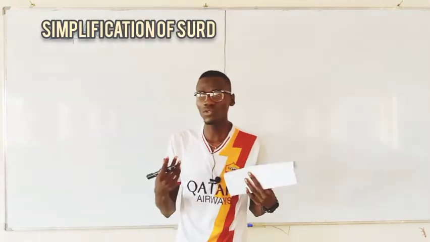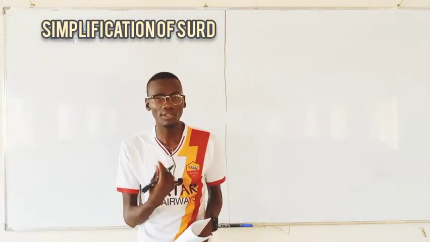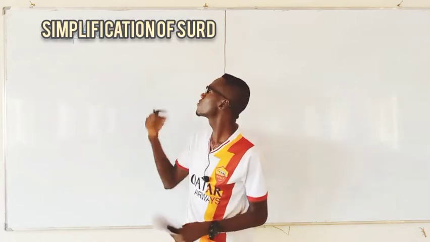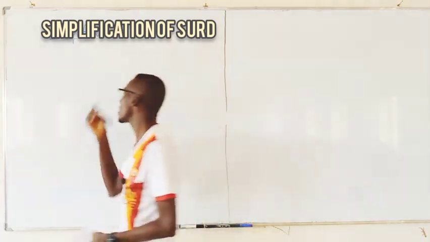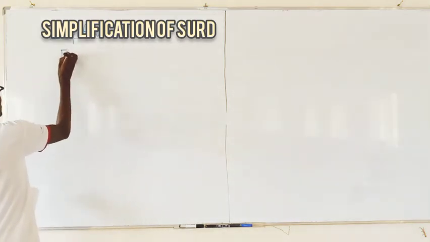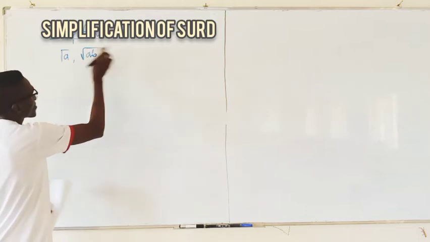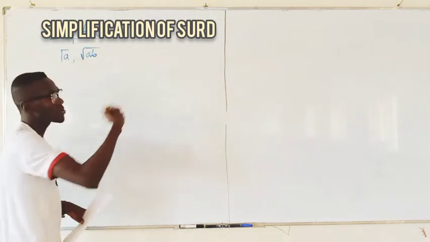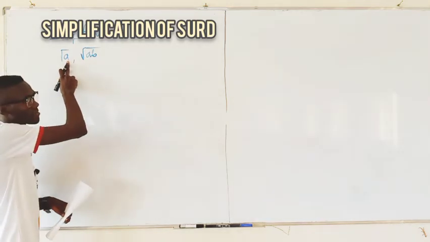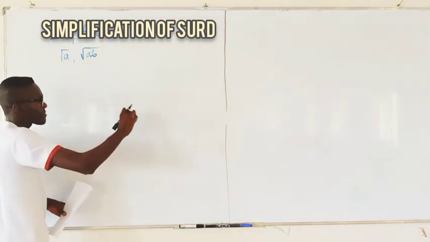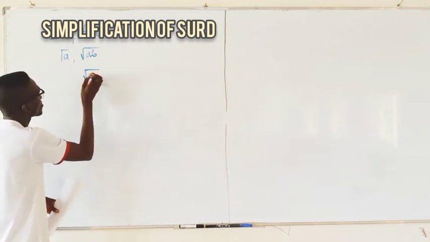In the last video, we discussed what sort is all about. We've discussed a few properties about sort. So in today's video, we'll be talking about how we simplify sort. We said sort are just numbers under a radical, square root of a, square root of ab. All these are sort, right? So today we want to talk about how we simplify sort. We just used a to represent the generality of the whole numbers, right? So how about when I say square root of, let's say, 27?